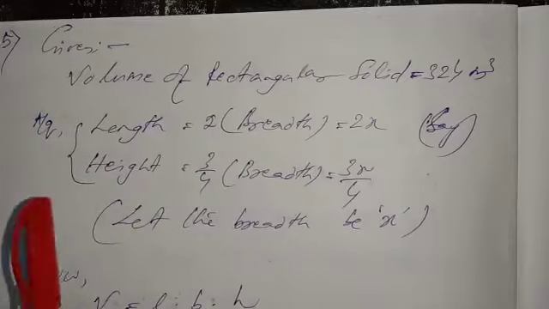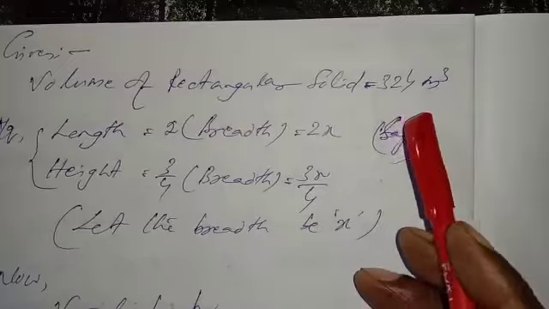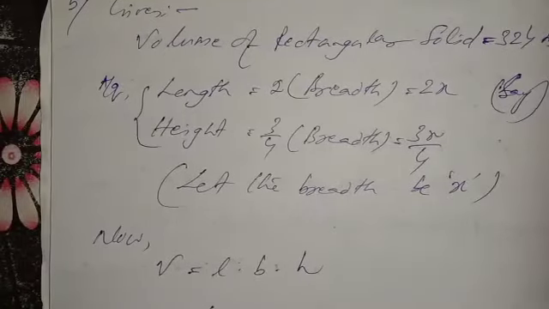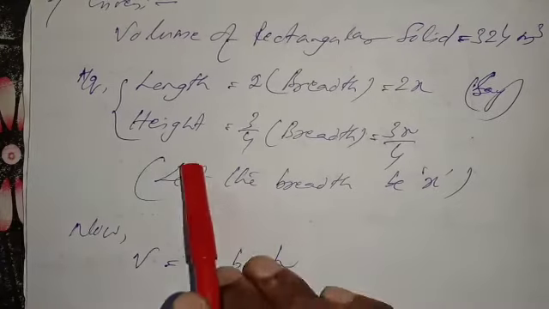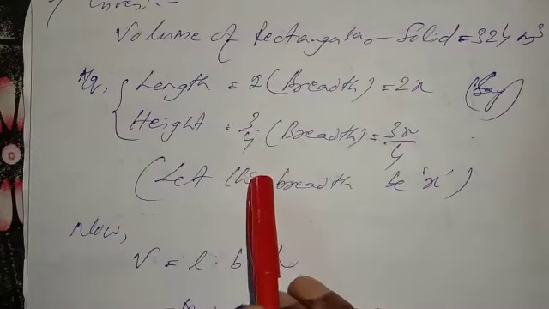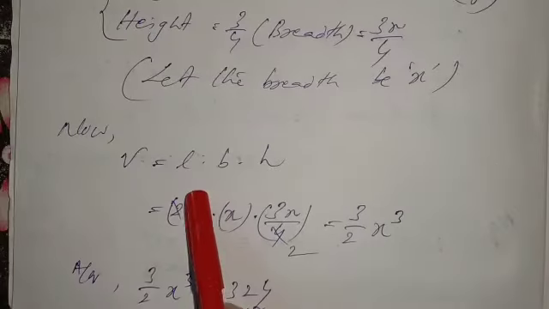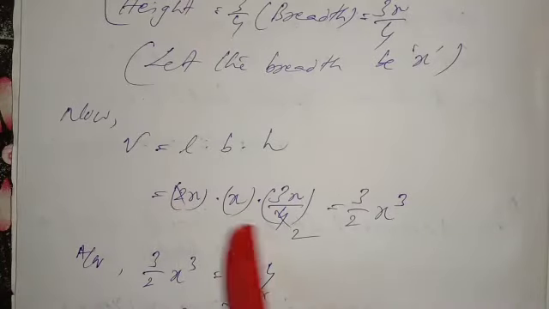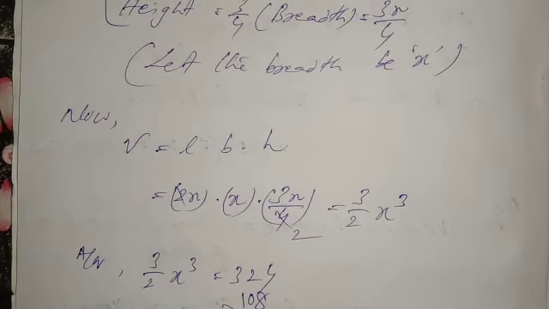See question number 5. Volume of rectangular solid is given 324 meter cube. The length according to question will be twice of breadth, okay, twice of breadth means 2x, if you take the breadth to be x. Height will be 3/4 of breadth, 3x by 4. Now volume formula is what? L into B into H, length into breadth into height: 2x into x into 3x by 4. 2 into 3 by 4, 3 by 2 x cube is the volume.